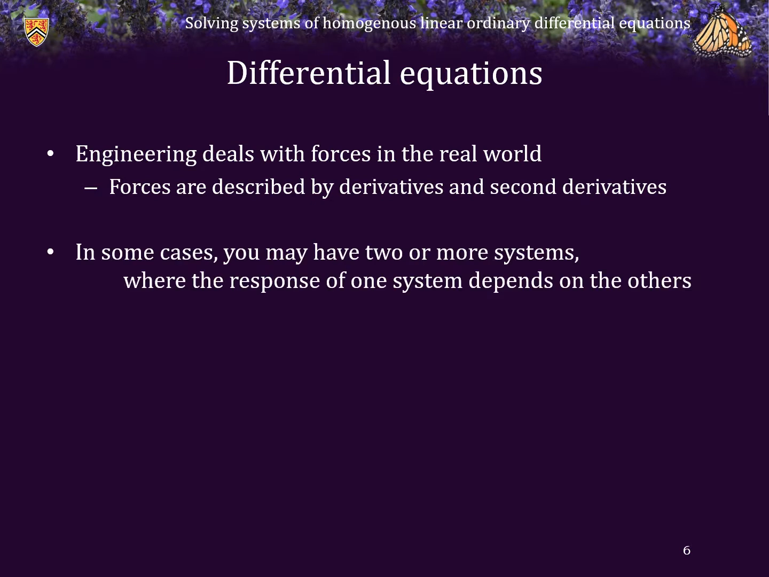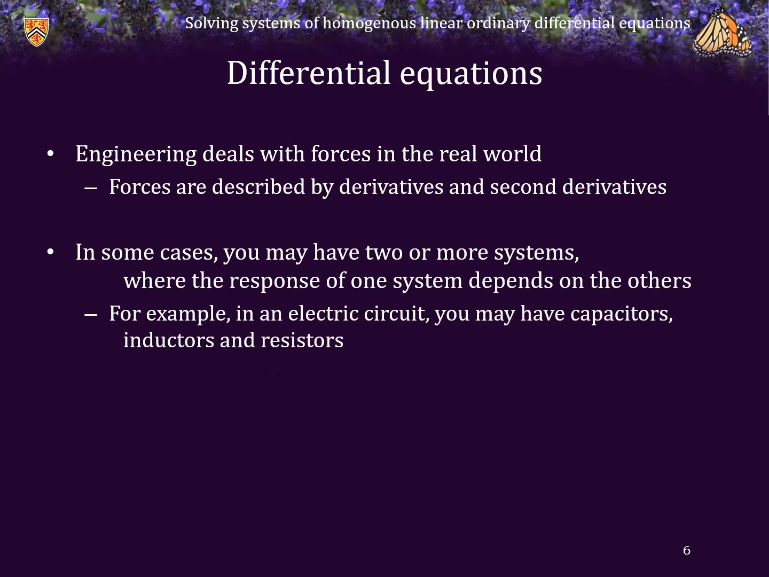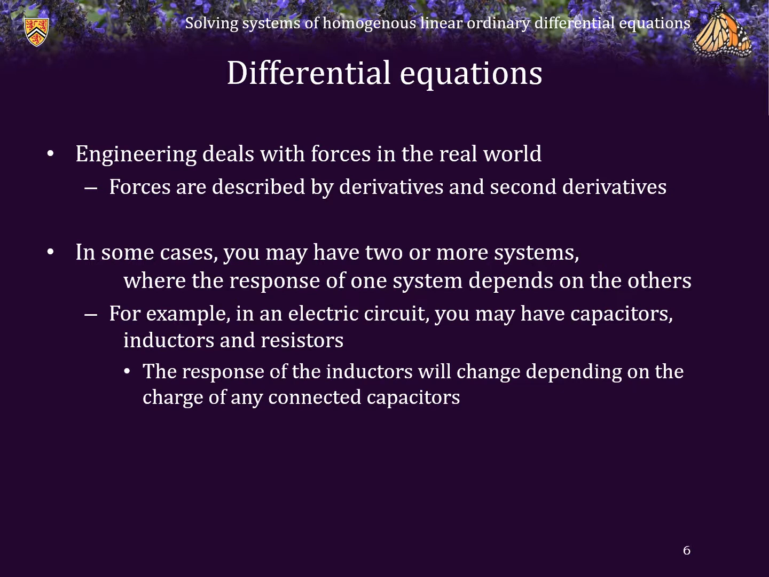So, in some cases, you may have two or more systems or forces where the response of one system depends on the response of other systems. So, for example, in an electric circuit, you may have capacitors, inductors, and resistors. This would form a linear circuit. The response of the inductors will be changing depending on the charge on any of the connected capacitors that are storing charge.